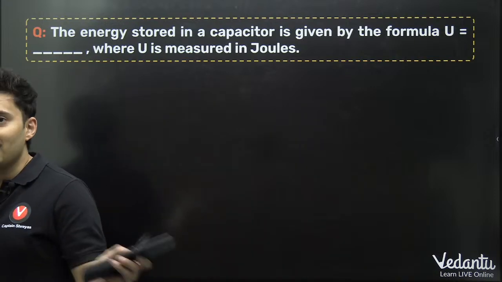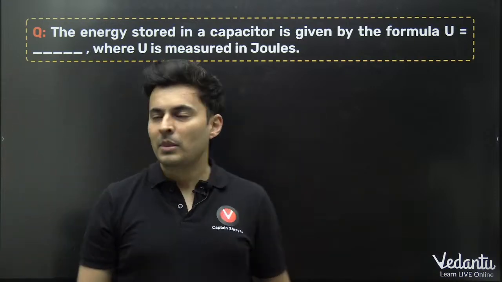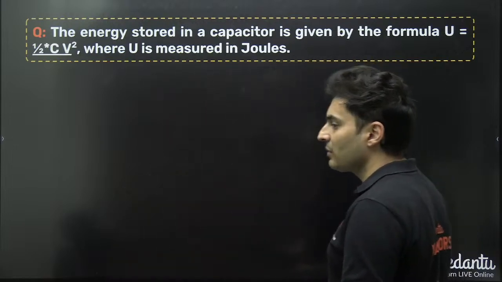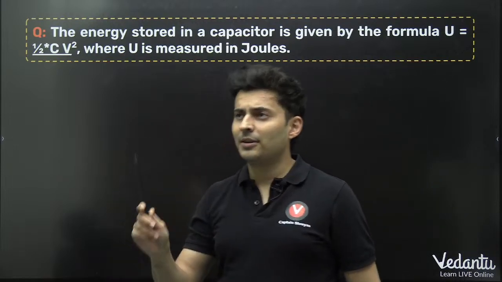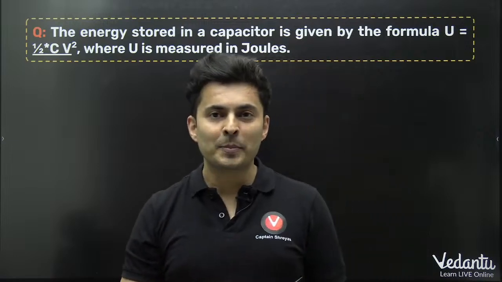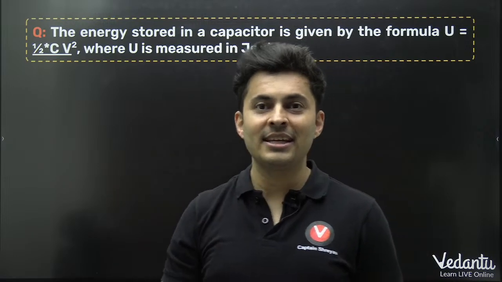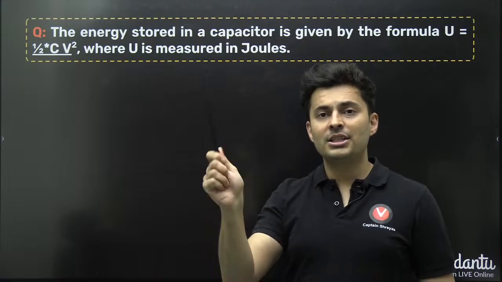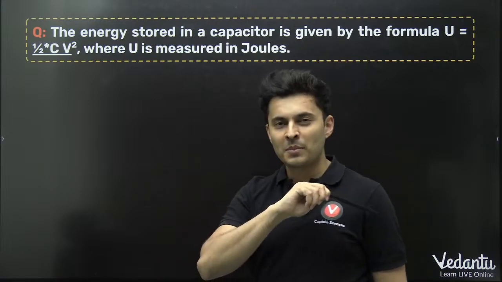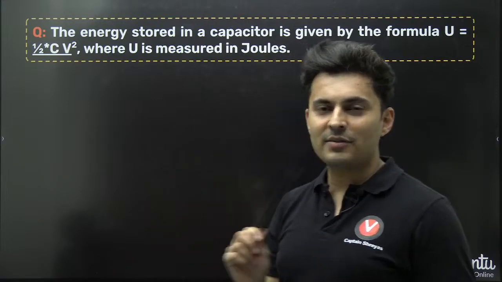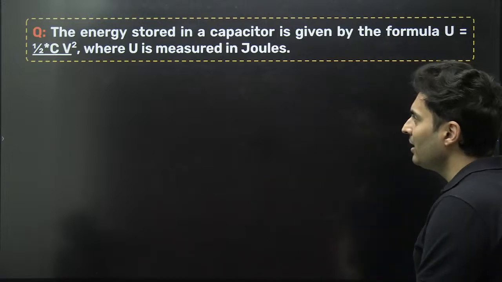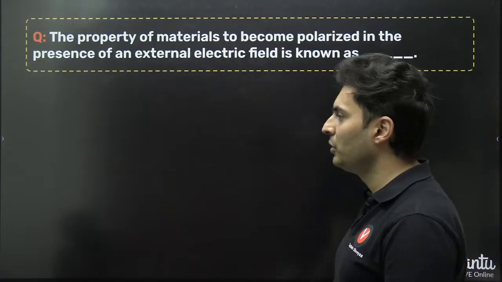Yes, one is half CV square, very good. Some of you would have got it. Another formula is half Q square by C. And another form is half charge into voltage, half QV. All the formulas are correct: half CV square, half Q square by C and half QV. All the 3 different formulas you should know.